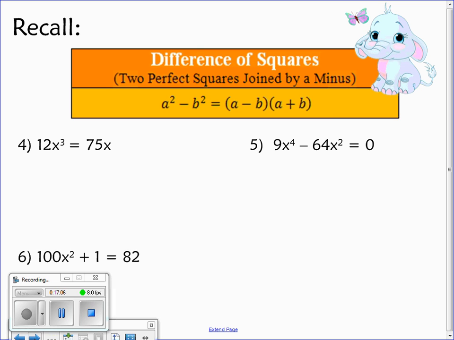All right, so number 4. What's the first thing you do? Good. Move the 75. So we have 12x cubed minus 75x equals 0. GCF? Three x. Yep, 3x. Ramon. So we get 4x squared minus 25.